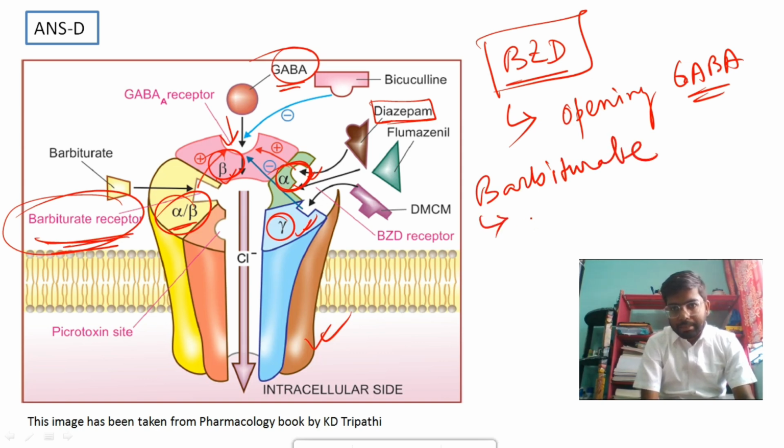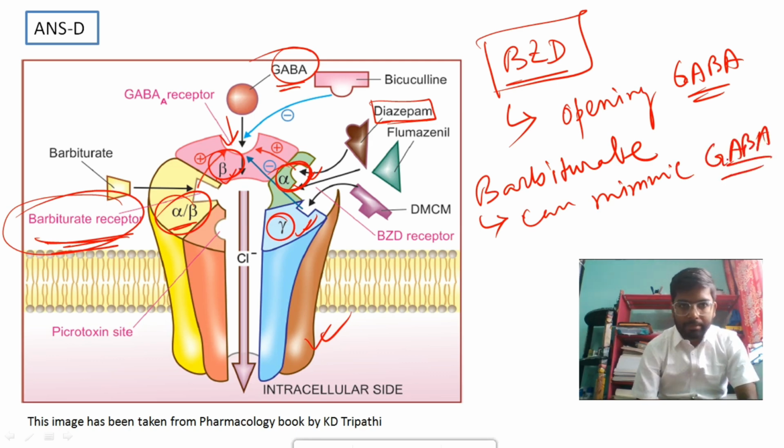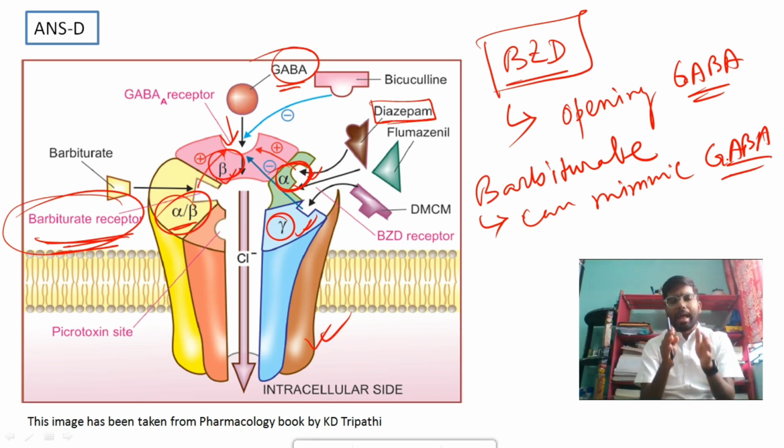Barbiturate can mimic GABA. That means if there is no GABA, then barbiturate itself can open this chloride channel, and chloride will enter into the cell, and that will eventually hyperpolarize the cell. That is the basic difference. What is GABA facilitatory and what is GABA mimetic action? Benzodiazepine has only GABA facilitatory action, whereas barbiturates have GABA facilitatory action as well as GABA mimetic action. That is the main difference.